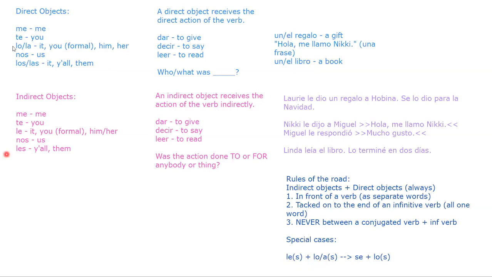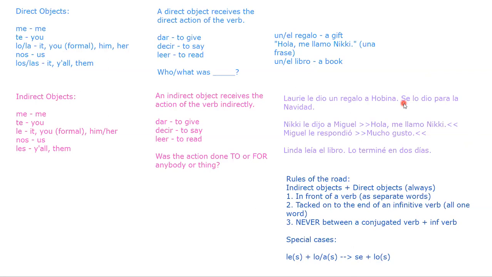So from our list, that could look like either a le or a les from the indirect object list, followed by a lo, la, or a los, las from the direct object list. Any of those combinations where both of these begin with L, we are not going to let them be. We're going to change the indirect object, whether it was le or les, to se. Now, what that does is it just makes it a little bit easier to say and differentiate the sounds. And that is just what we do in Spanish.